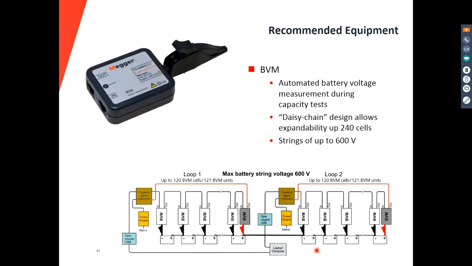Then for the individual voltage monitoring, we have the VVMs, which are a string of little boxes that you connect on each cell, and they will automate the battery voltage measurement. They are connected, daisy chained. You can measure up to 240 cells, and you can measure strings of up to 600 volts. So it's a very flexible system that you can use for many applications, and you can actually use the VVMs independently without the load bank, the Torkel.